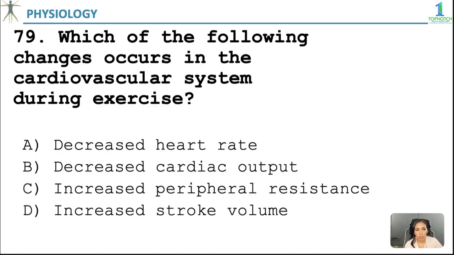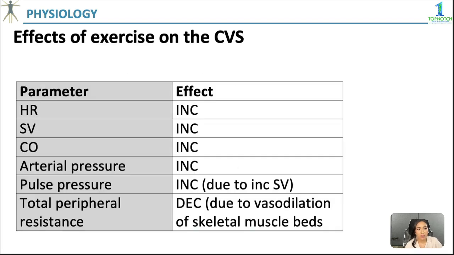79. Which of the following changes occurs in the cardiovascular system during exercise? And the answer is letter D, increased stroke volume. Yeah, increased stroke volume. So let's look at the effects of exercise on the cardiovascular system. Heart rate, stroke volume, cardiac output, and arterial pressure all increase.